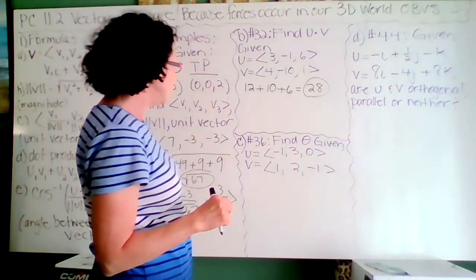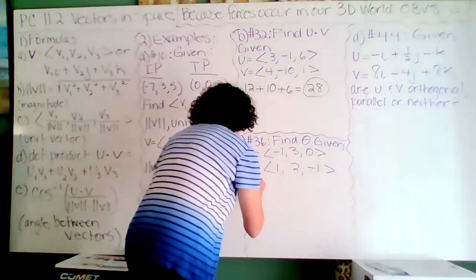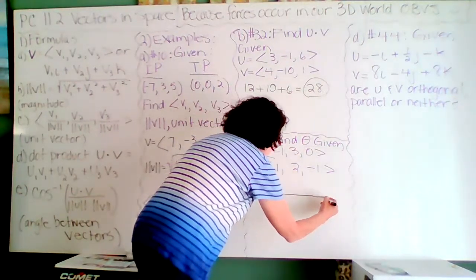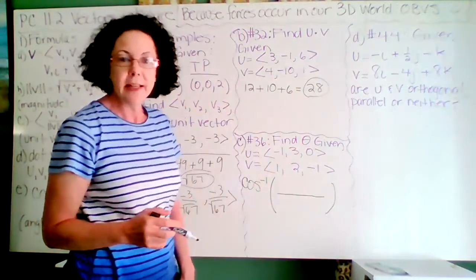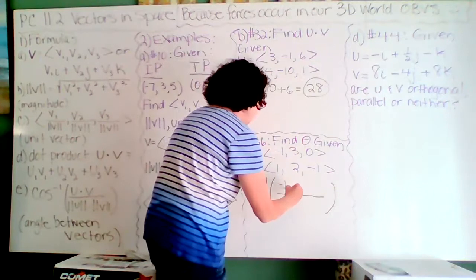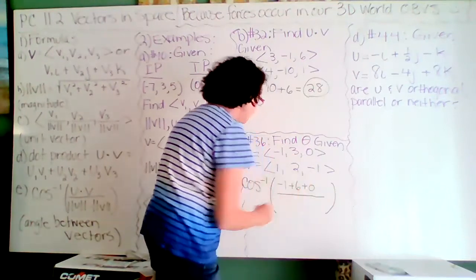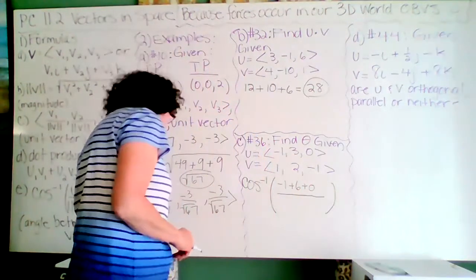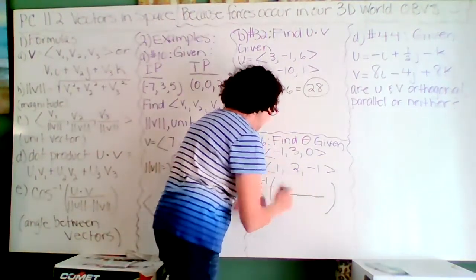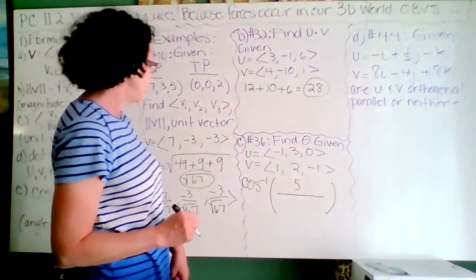Number 36, find the angle between these 2 vectors given u and v. So that would be inverse cosine of the dot product of u times v in the numerator. So this would be -1 times 1, -1, plus 3 times 2 plus 0. Obviously, that adds up to 5. I'm going to erase and put a 5. Divided by the magnitude of those 2 vectors being multiplied.